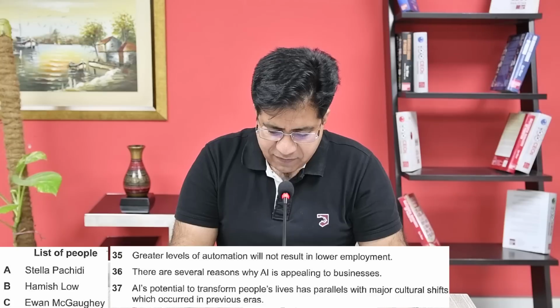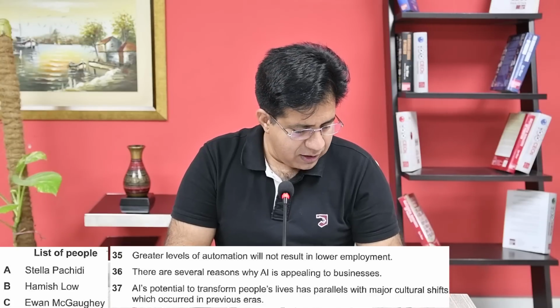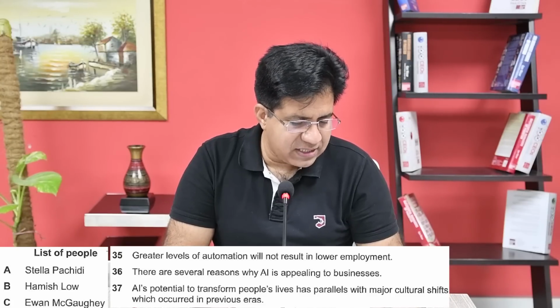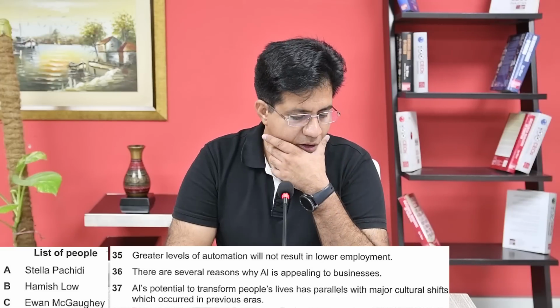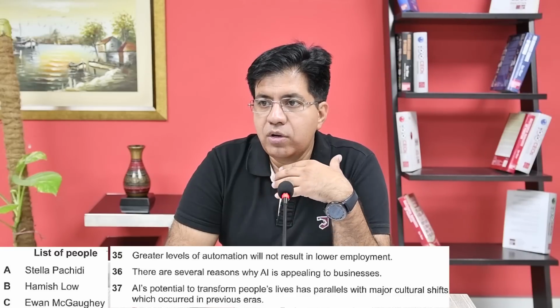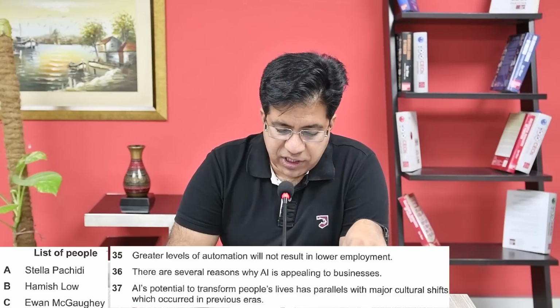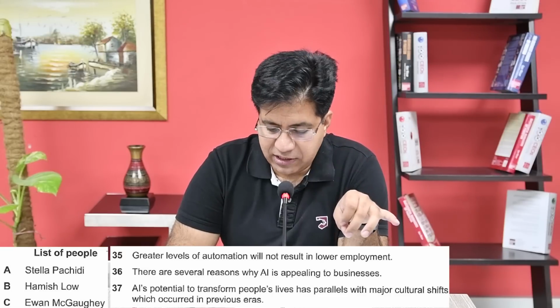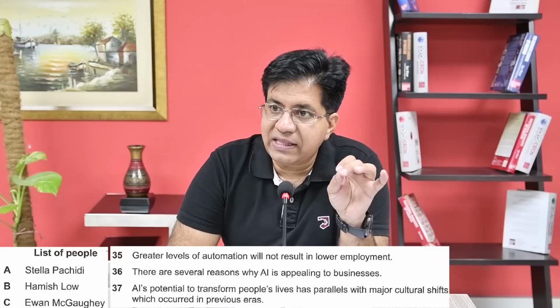After that, we have Ewan McGaughey. Where is Ewan McGaughey? This is 4th, 5th, and 6th paragraph. Got it? So you have found the location now. Listen, you just have to match these statements with the names of scientists. At the moment, we are locating the names.